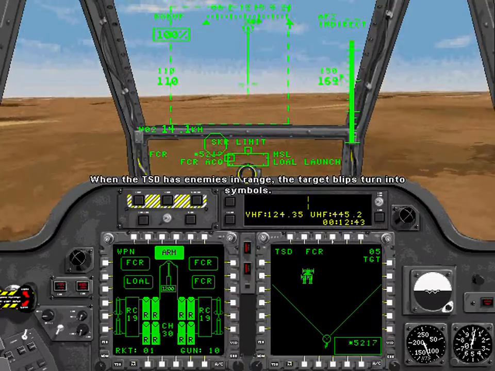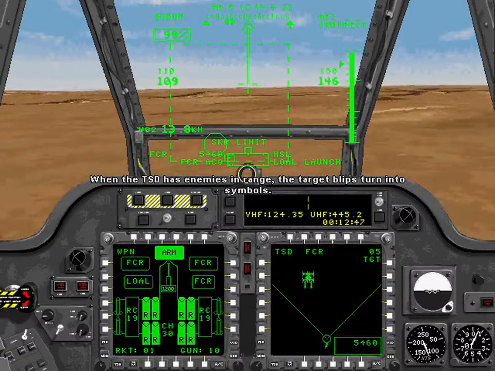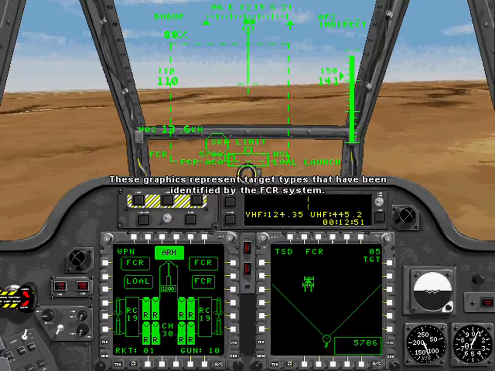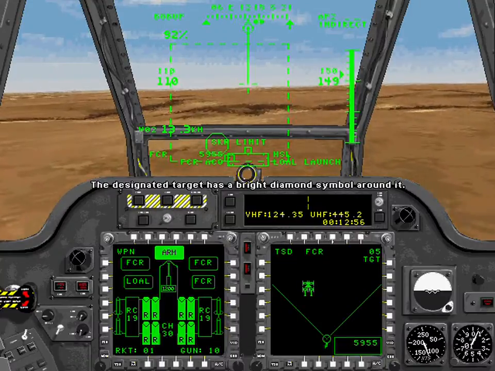When the TSD has enemies in range, the target blips turn into symbols. These graphics represent target types that have been identified by the FCR system. The designated target has a bright diamond symbol around it.